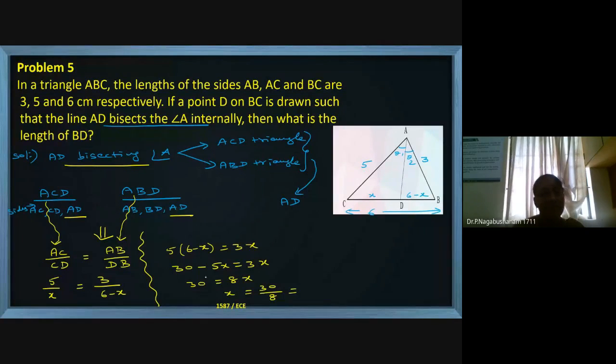We have to simplify. 30 minus 5X on one side, and on the other side it is 3X. This is 8X. 30 by 8 is 15 by 4, which is 7.5 divided by 2, 3.75 centimeter. X value is 3.75. So in the diagram, you can just note down X value equal to 3.75 centimeter. So 6 minus X means this is 2.25 centimeter. This is the final answer we have got.